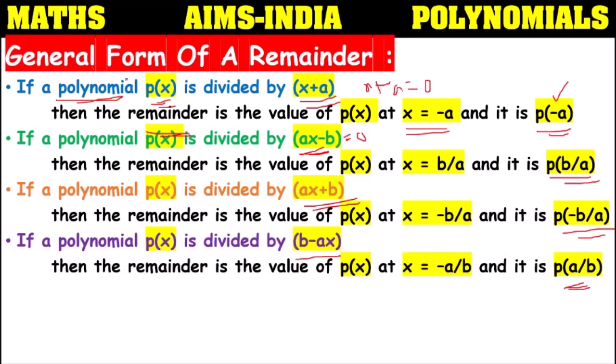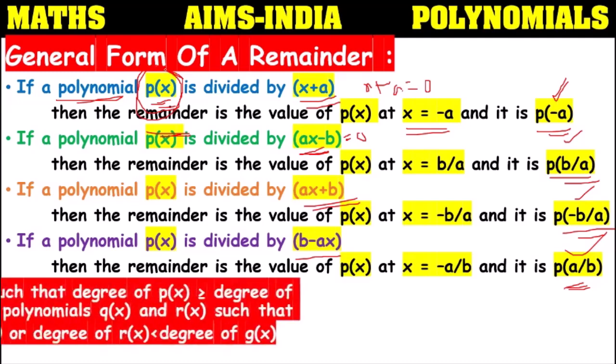So like that, for any polynomial, if the divisor is given, without the long division method we can directly find the remainder by making use of this remainder theorem. But one thing we have to keep in mind: whatever polynomial is given, it should have degree more than or equal to 1. It should not be a constant polynomial.